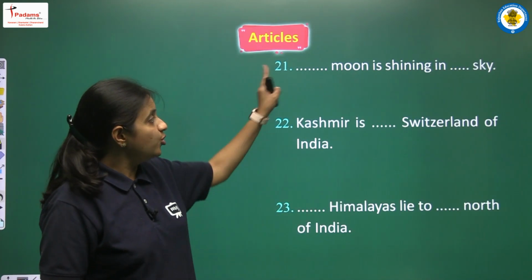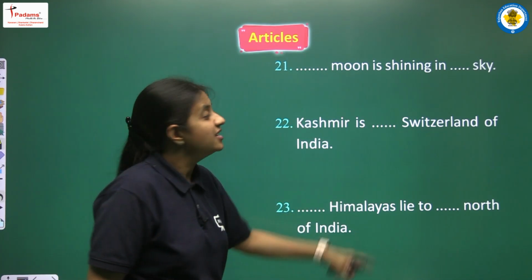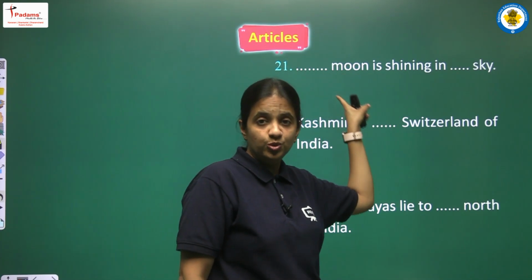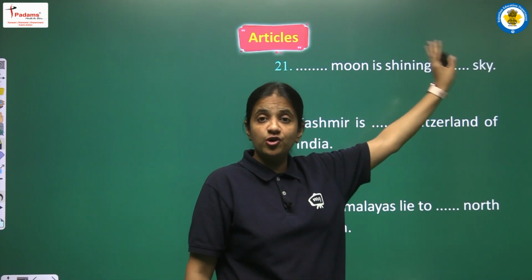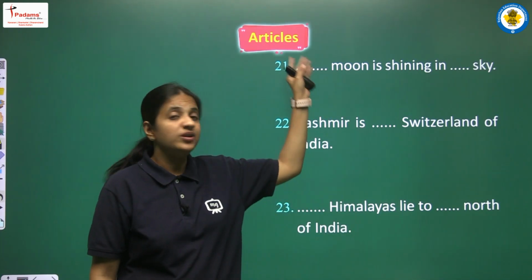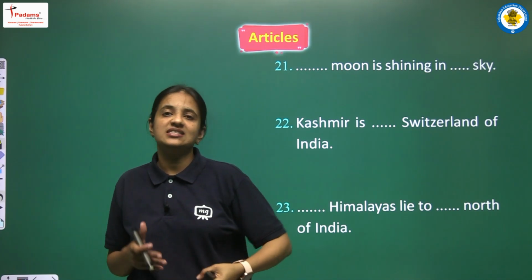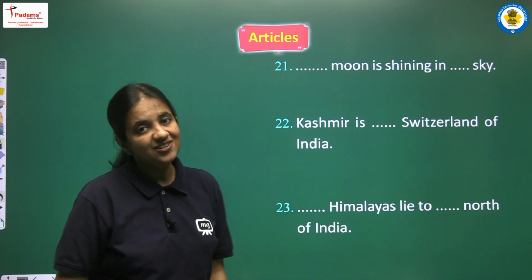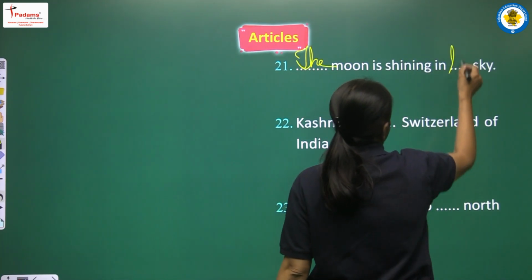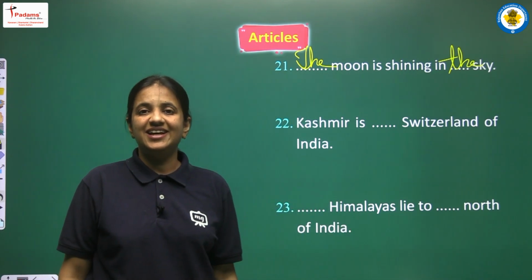Next sentence, moon is shining in sky. So in this sentence we are having two blanks. One blank is given to us in the beginning of the sentence. After the blank we are having moon, and the second blank is here before sky. So yes, in this sentence we can see that both the things, moon and sky, are in the category of unique things, or we can say unique objects, and this is the reason in both the blanks we will write the. And the sentence will be, the moon is shining in the sky.